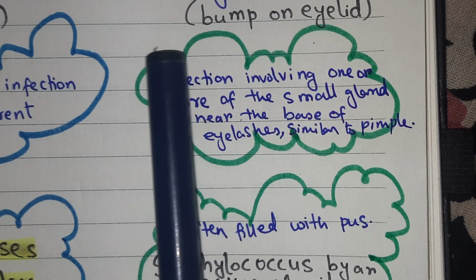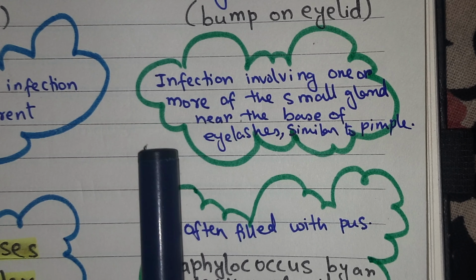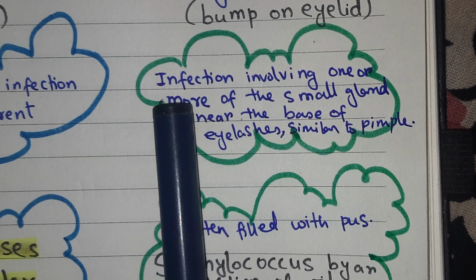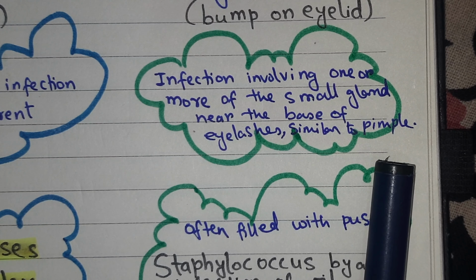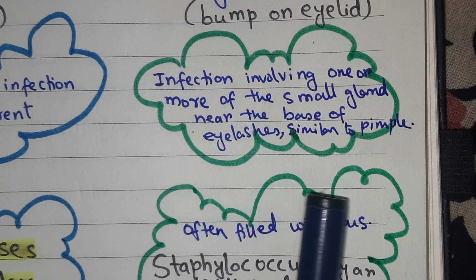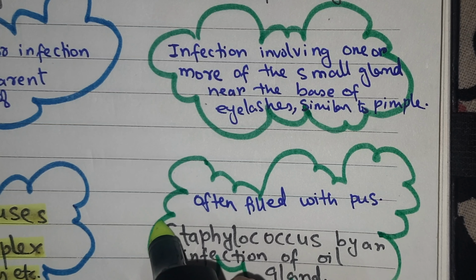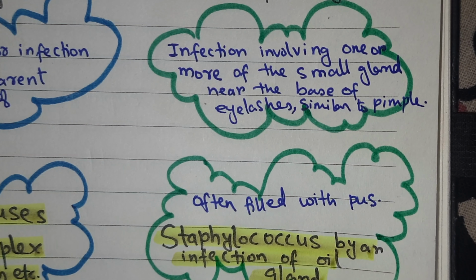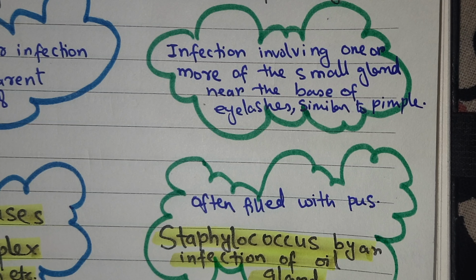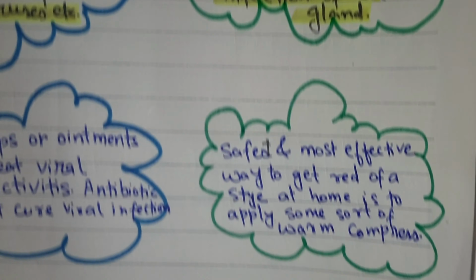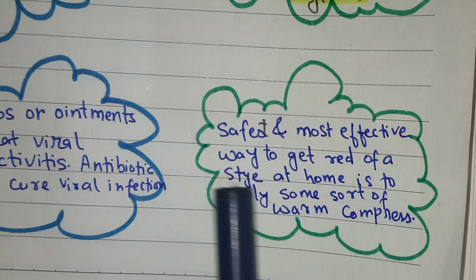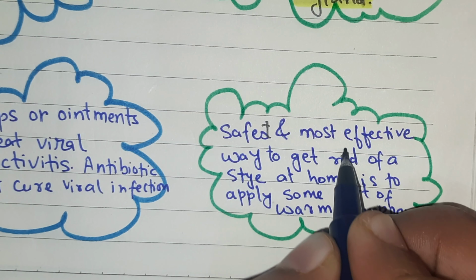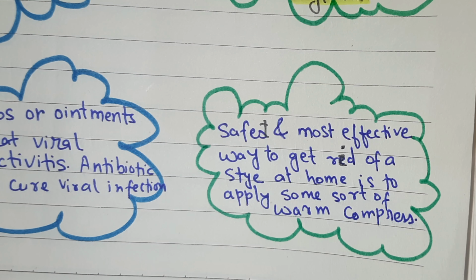The other infection is stye, which involves one or more of the small glands near the base of the eyelashes, similar to a pimple near the eye. It's often filled with pus, a yellowish substance, and it is caused by staphylococcus infection of an oil gland. The safest and most effective way to get rid of a stye at home is to apply a warm compress to the eye. So that was all about viral infection.